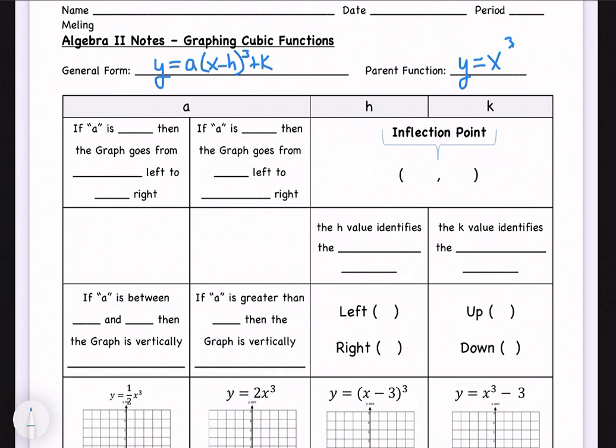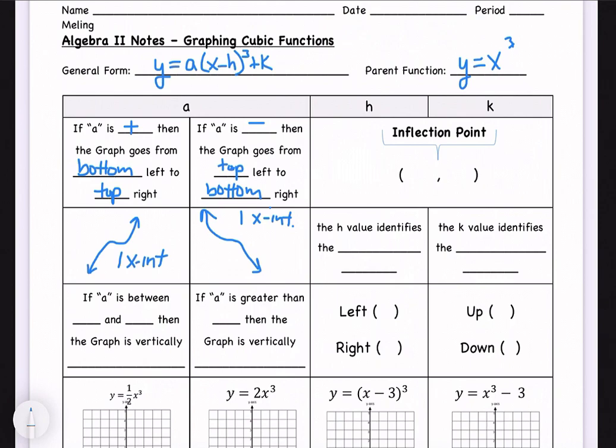If a is positive, the graph goes from bottom left to top right, so it looks something like this. There is only one x-intercept. There's no loop in there. And if a is negative, the graph goes from top left to bottom right, something like that. It also has one x-intercept.